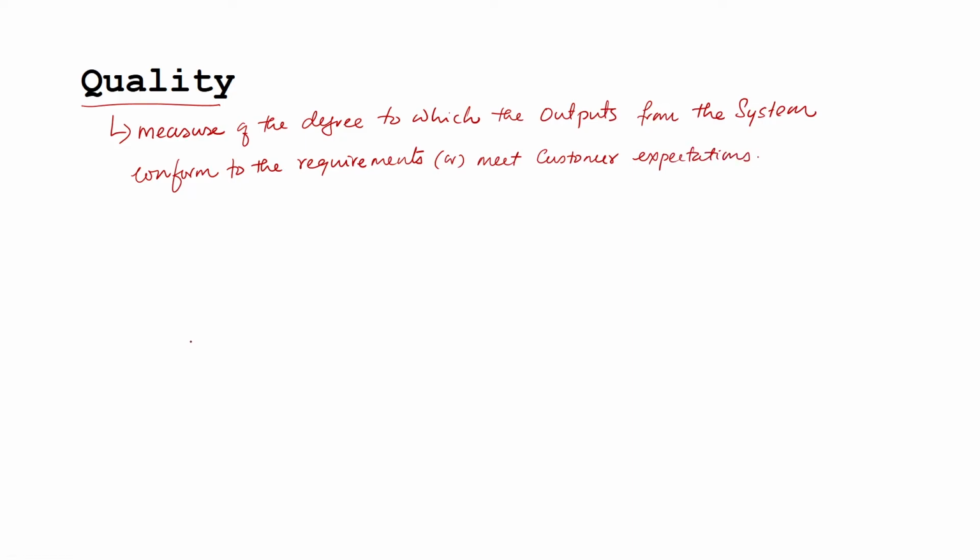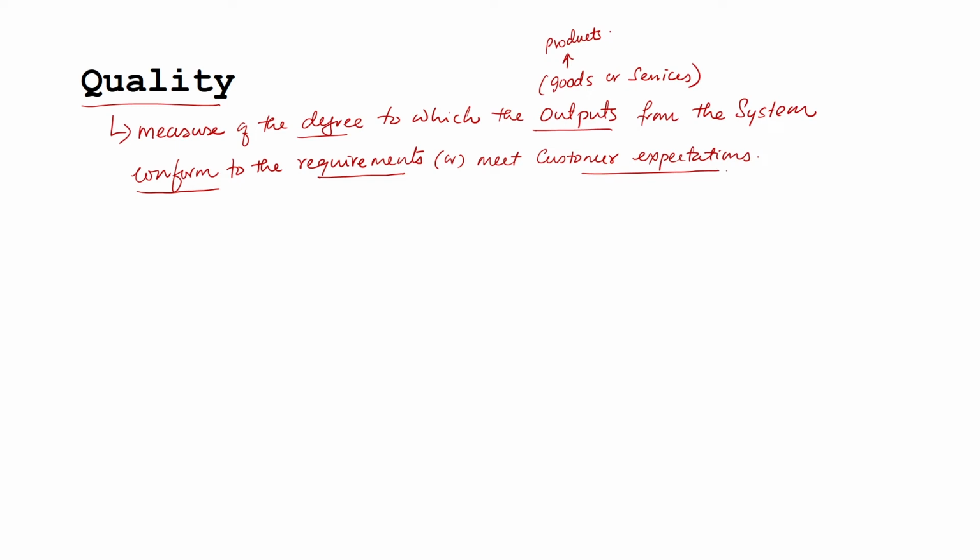So, it is a measure of the degree to which the outputs, which can be goods or services. So, I am going to introduce another term for goods. It can also be known as products. A colloquial term is products. It can be goods or products or services. To what degree do the outputs from the system conform or agree to the requirements or the expectations of the customer or the consumer.